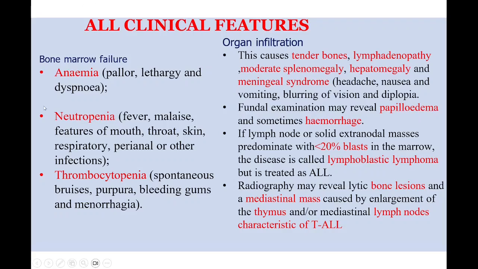If you are coming to bone marrow failure: anemia. Due to anemia, the patient will be pale, with lethargy and dyspnea. Neutropenia: due to neutropenia, our defense system is going upside down. So the patient has fever, malaise, throat and skin infections, and respiratory infections. Due to thrombocytopenia: spontaneous bruises, purpura, bleeding gums, menorrhagia, symptoms like these.